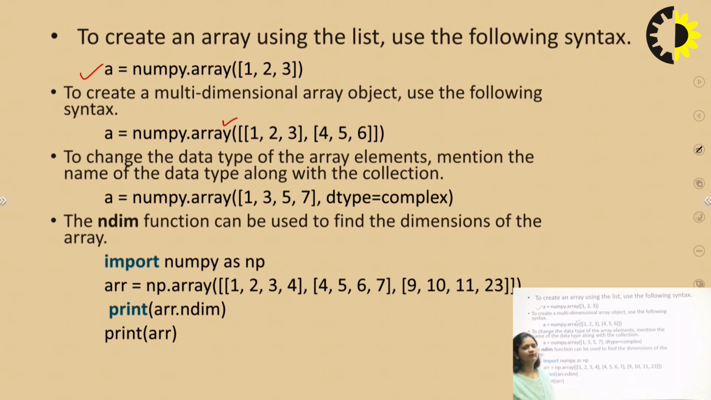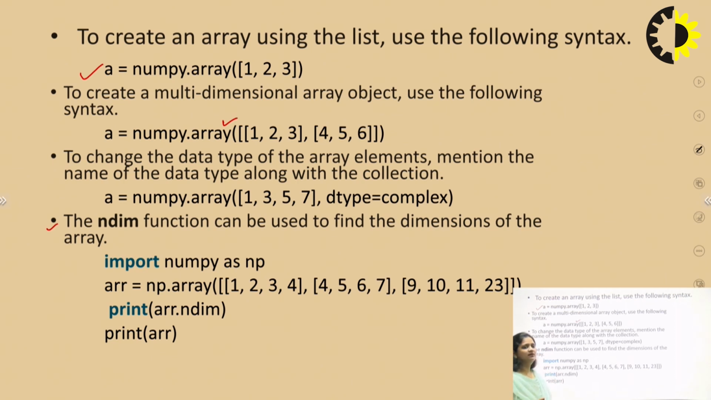To change the data type of the array element, mention the name of the data type. When we have not mentioned the data type, the default will be None. If we want to change the data type of a given array, then we write a parameter dtype equal to, it could be int, it could be float, it could be complex. So in this example, we are going to change our data type from integer to complex. So what will be the result? 1.0+0j, 2+0j, 3+0j. So it would be converted into a complex data type.